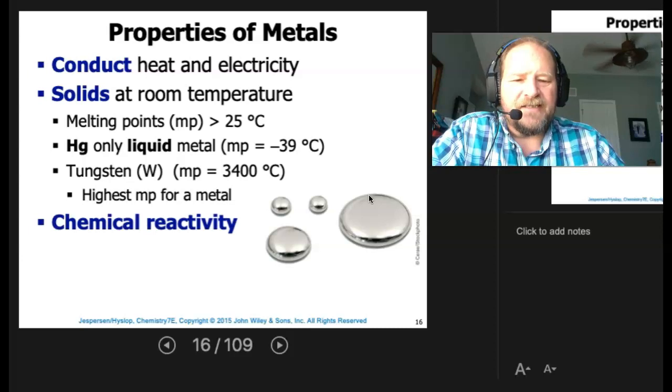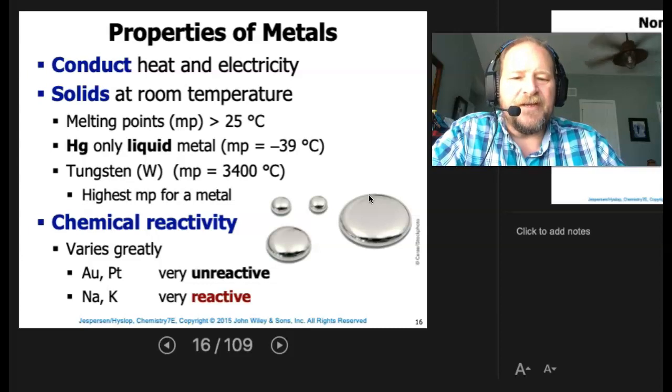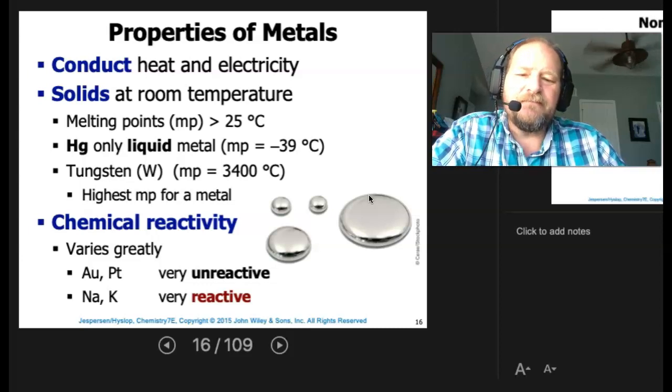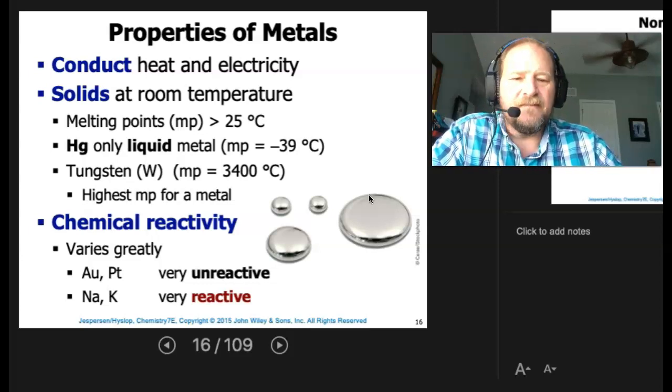For chemical reactivity, it's going to vary greatly. For instance, gold, platinum, very unreactive. We use those for jewelry. Sodium and potassium explode in water. So again, not very reactive, all the way to very reactive.